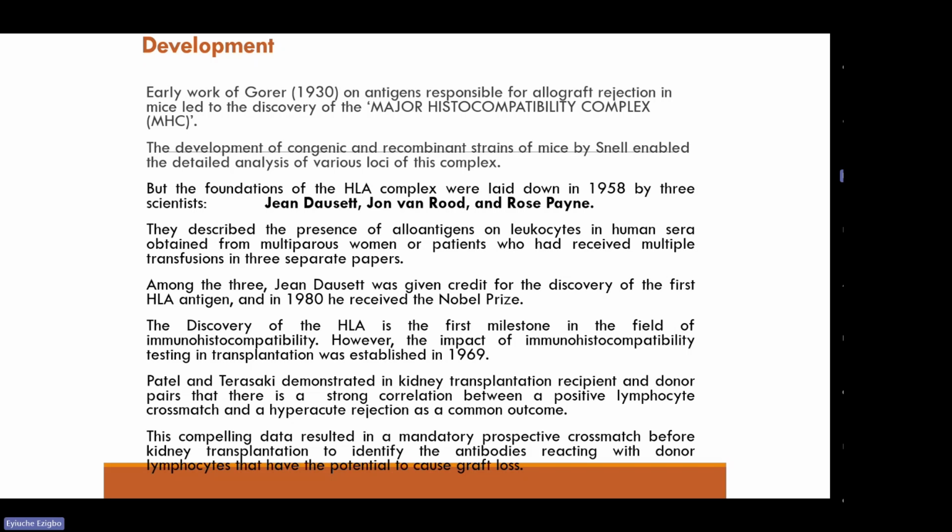the discovery of the MHC complex started with the discovery of tissue rejection during tissue transplants in animals like mice. It was also discovered in humans, especially in multiparous pregnant women and those who have received multiple blood transfusions, that these persons developed alloantigens to human leukocytes as a result of pregnancy and blood transfusion.